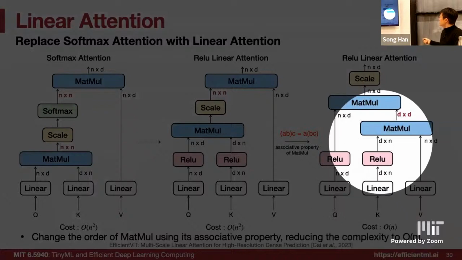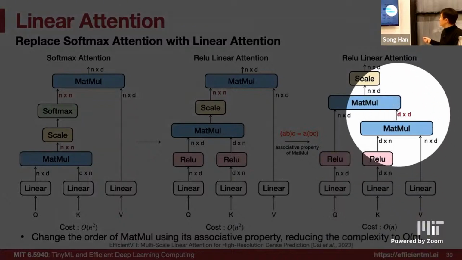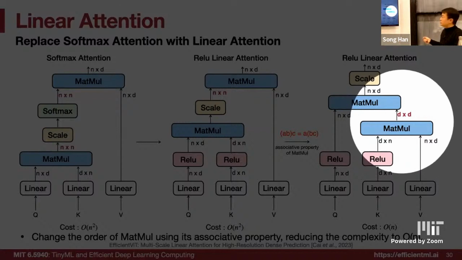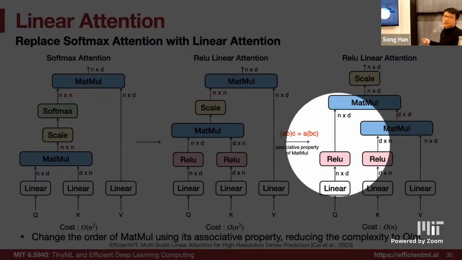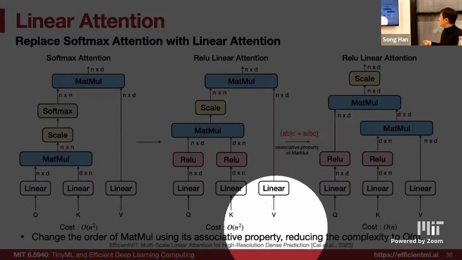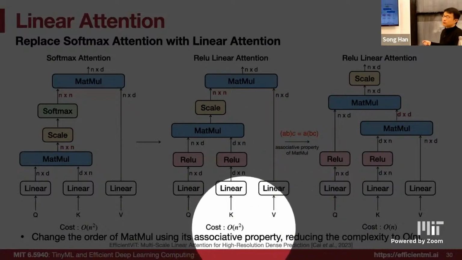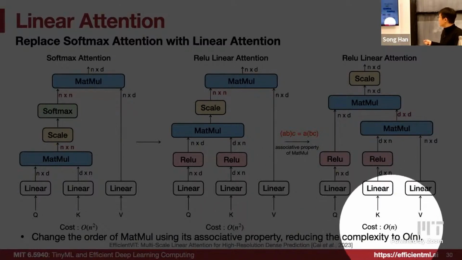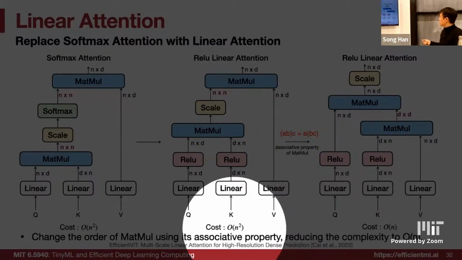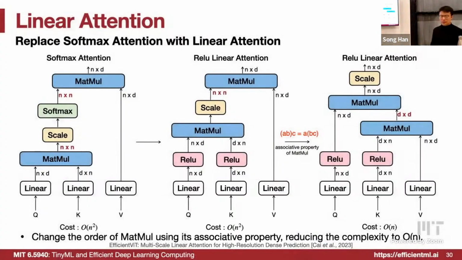We do the KV first. So it's d by n times n by d, which is O(nd²). nd² is proportional to n rather than O(n²). Then we multiply with Q in the last order. So by changing the order, it switches from O(dn²) to O(nd²), linearly proportional to n rather than n². We change the order of the matmul using the associative property, and we can reduce the computation complexity.